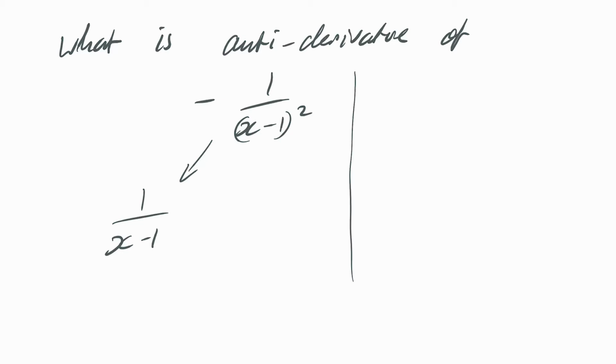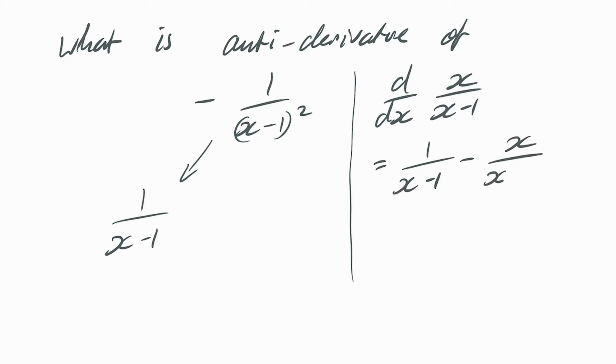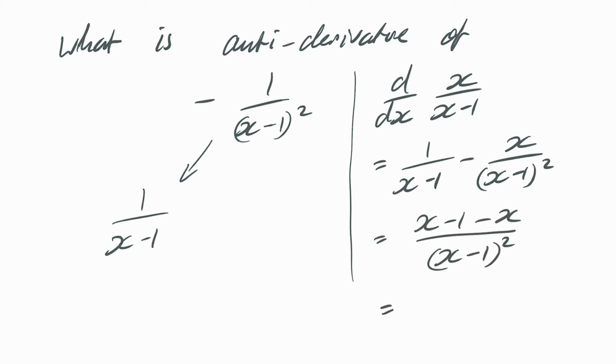What about if I note the following? What's this equal to? Well, if I use the quotient rule, then the derivative of x is 1 over x minus 1, and then the denominator gives me an (x minus 1) squared. Now, if I combine those together, I'm left with (x minus 1 minus x) over (x minus 1) squared, which we see simplifies to minus 1 over (x minus 1) squared.